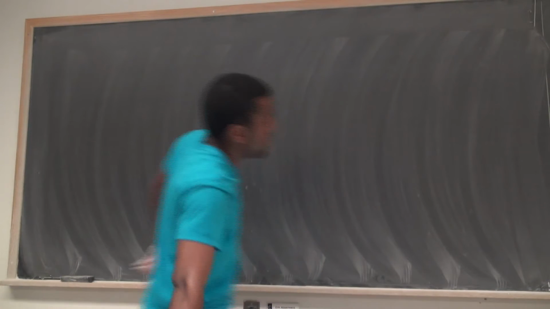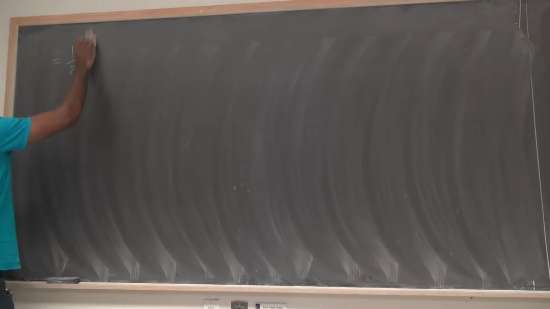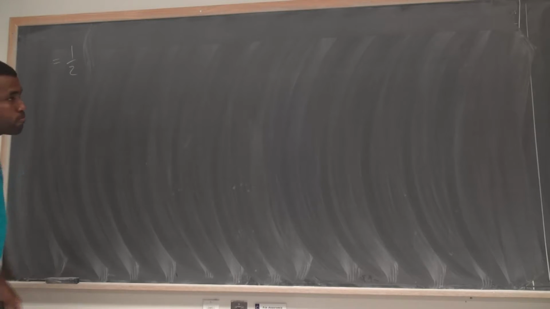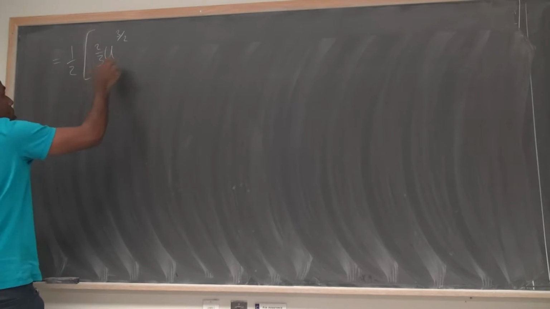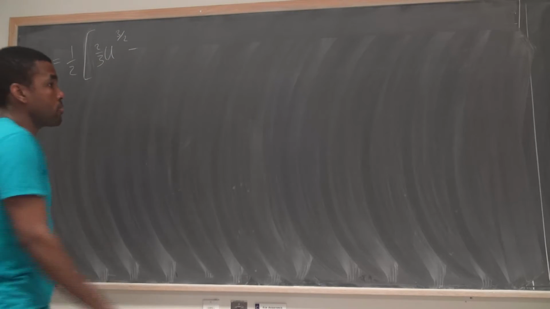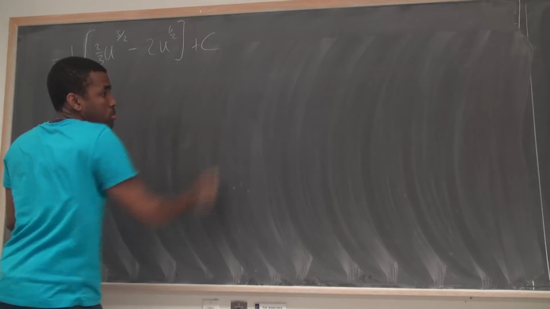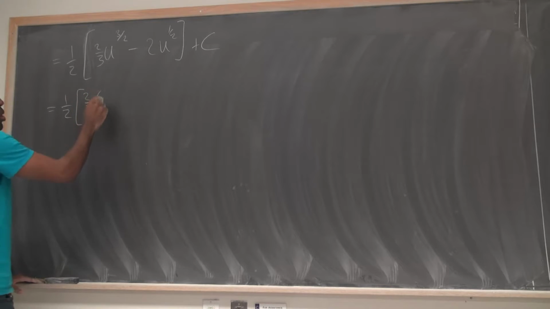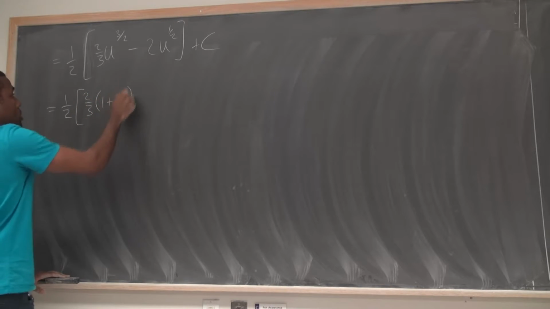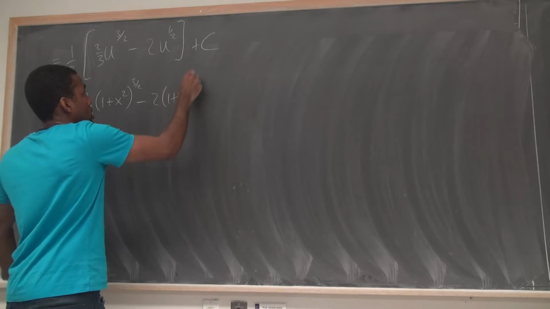Okay, so then we now just do the power rule. So this is just 1/2 times the integral of u to the half. U to the 3/2 times 2/3 minus u to the 1/2 times 2, plus c. And now my u is 1 plus x squared. So 3/2 minus 2 times 1 plus x squared to the 1/2.